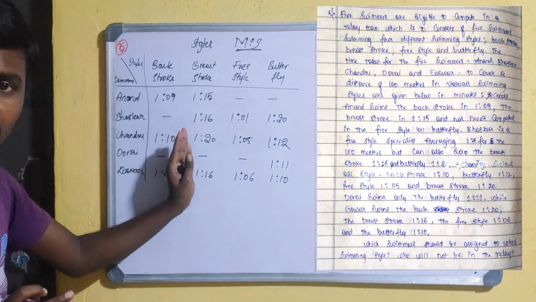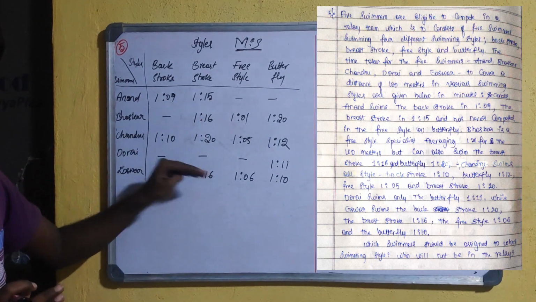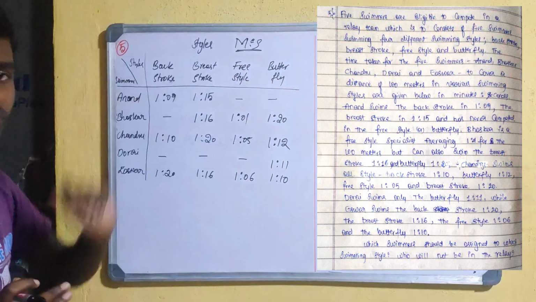So the objective is to minimize, that is minimization of timings for the swimming under different swimming styles.